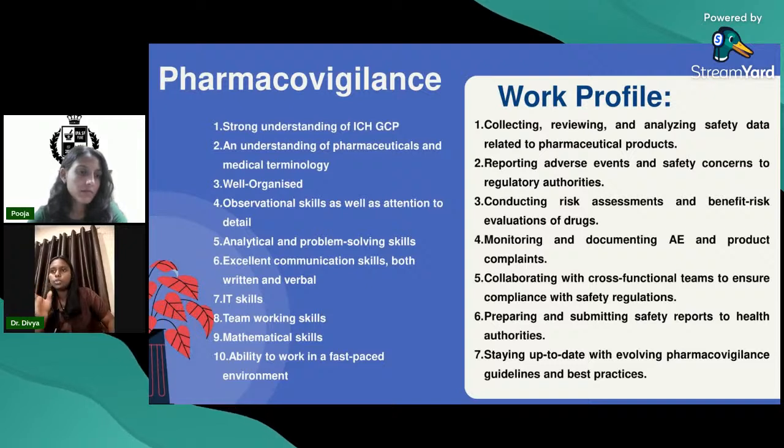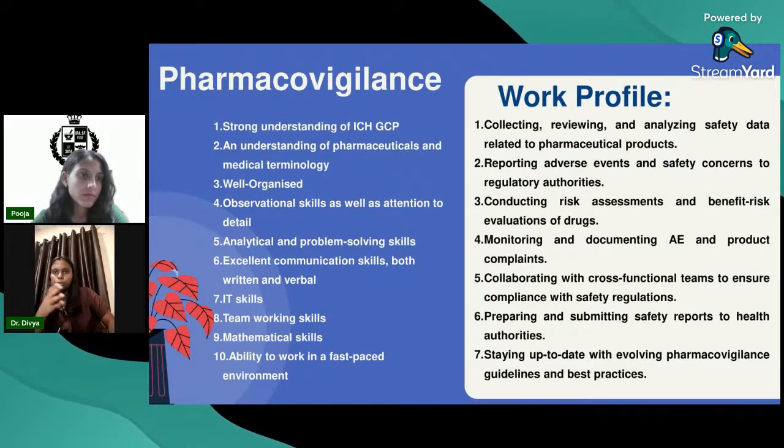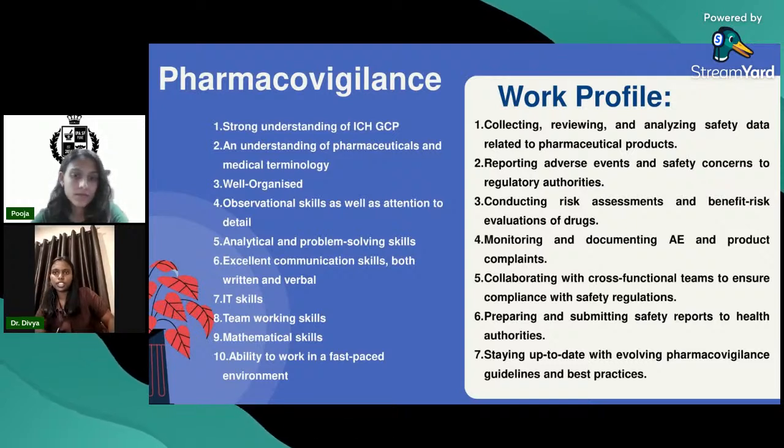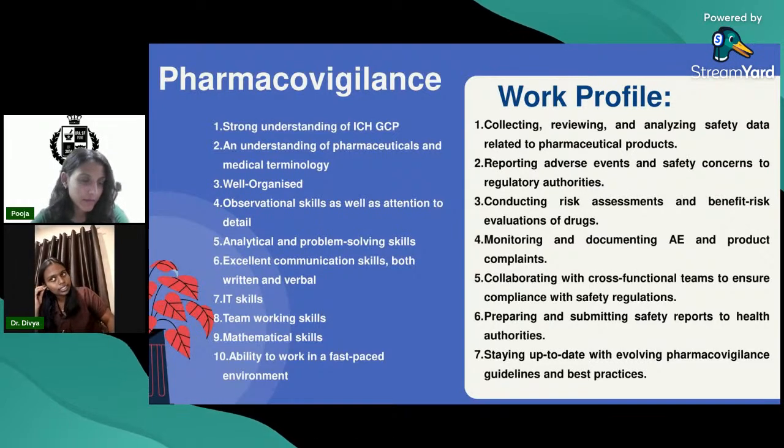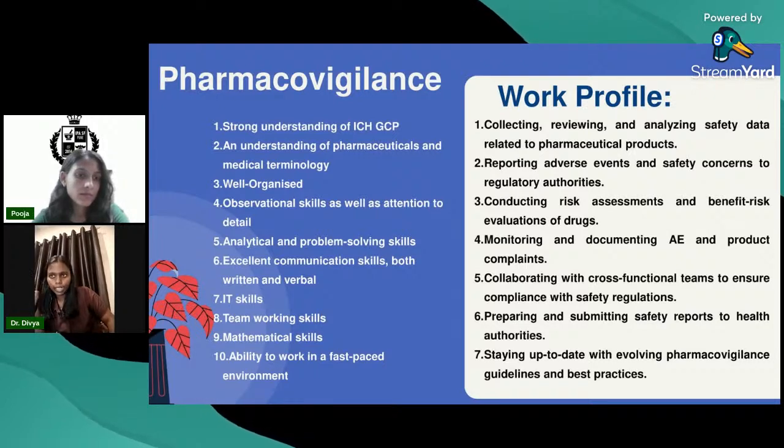If any pharmacy student is there in the audience, they might know the SOAP note we write: subjective, objective, assessment and plan note. These are the detailed study reports which we write. So in this field these people do this.